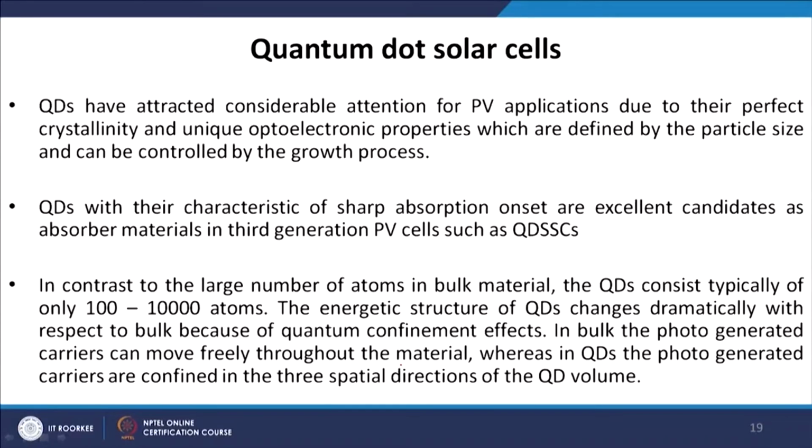In contrast to the large number of atoms in bulk material, the quantum dot consists typically of only 100 to 1000 atoms. The energetic structure of quantum dots changes dramatically with respect to bulk because of the quantum confinement effect. Now the quantum confinement effect is a very important effect which happens only in quantum dots, and because of that it shows size dependent optical properties. In bulk, the photogenerated carriers can move freely throughout the material, whereas in quantum dots the photogenerated charge carriers are confined in the 3 spatial directions of the quantum volume.